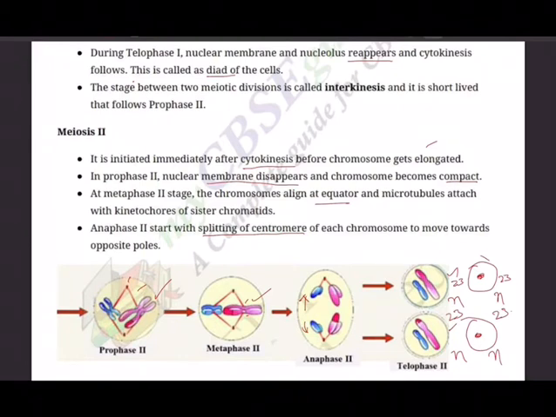So the chromosomes are lying in the center, aligned at the equator, and what is important, microtubules attach to the kinetochores of sister chromatids. In anaphase 2, centromeres get split and the chromosomes move to opposite poles. So north pole, south pole movement of chromosomes. If you are able to see movement of chromosomes, then you understand that the cell is undergoing anaphase.